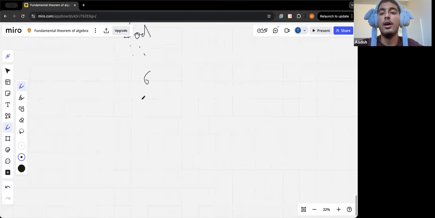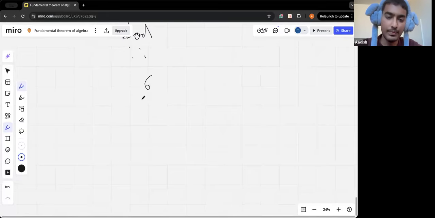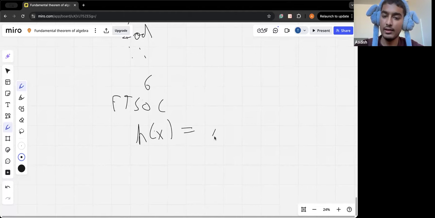Okay, 6. So suppose we have a degree 6 polynomial that does not have a complex root, for the sake of contradiction. We have p of x, which is degree 6, and it does not have a complex root. And divided by the constant term, it's monic.